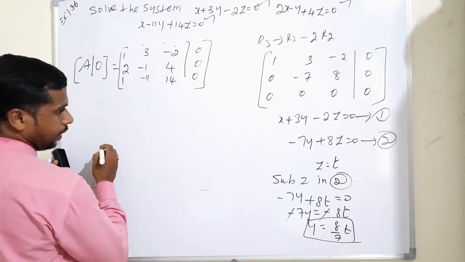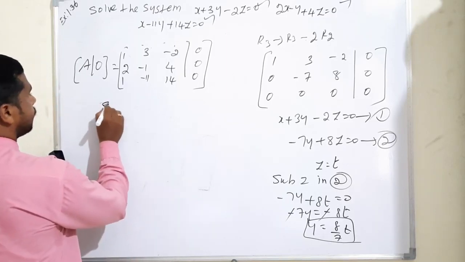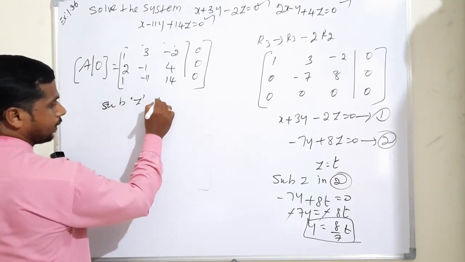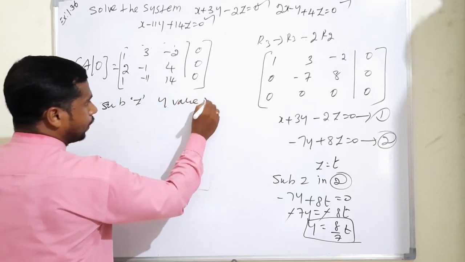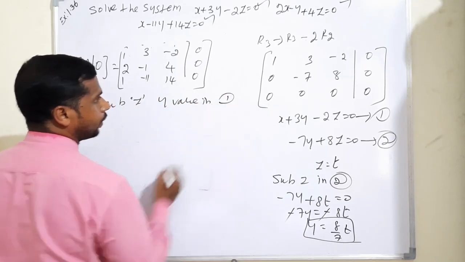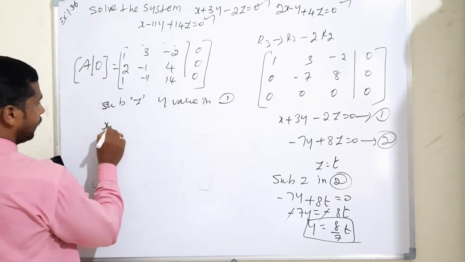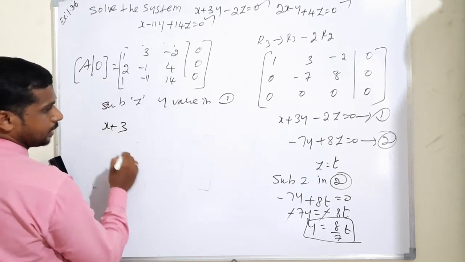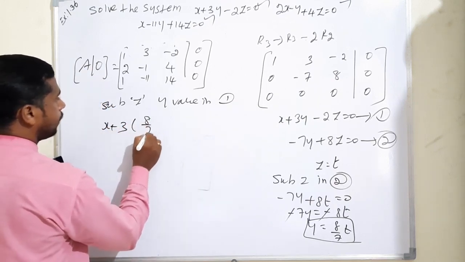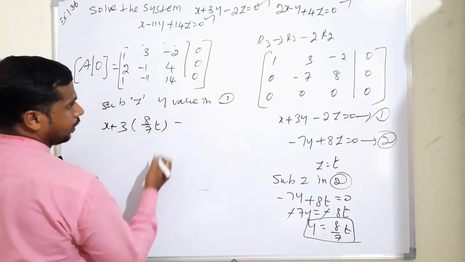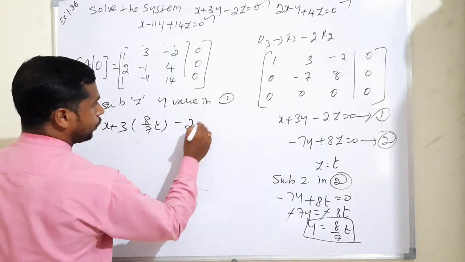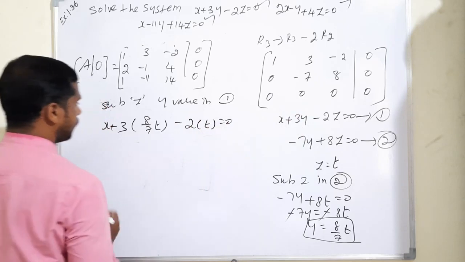So y is equal to 8 by 7t. Substitute the z and y values in equation number 1. What is equation number 1? x plus 3y minus 2z is equal to 0, so x plus 3 times 8 by 7t, minus 2t is equal to 0.